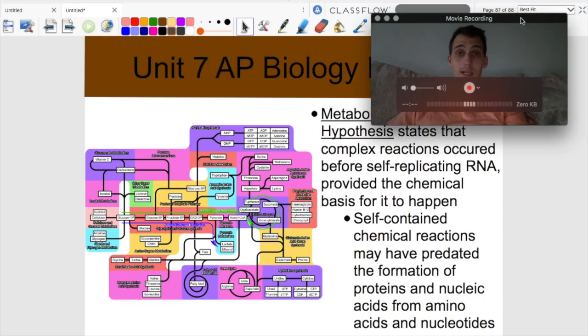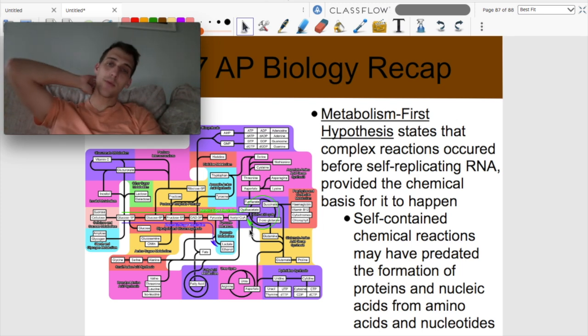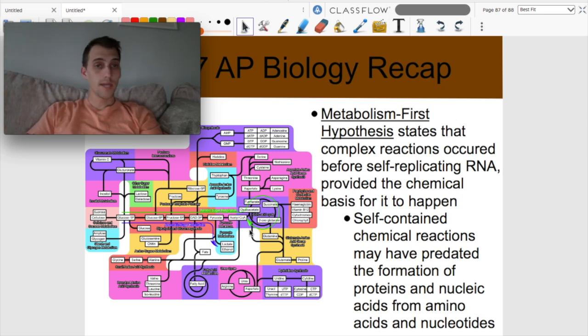And then last thing here in the whole unit is talking about the metabolism first hypothesis. So here's my map of metabolism again. And it's kind of stating that complex reactions occurred in a stable environment, perhaps a bubble, first, before self-replicating RNA, and provided the chemical basis for RNA to form and for that replication to happen. So it is what the title says: metabolism came first, or RNA came first. The second bullet point I have says self-contained chemical reactions may have predated the formation of proteins and nucleic acids from amino acids and nucleotides.